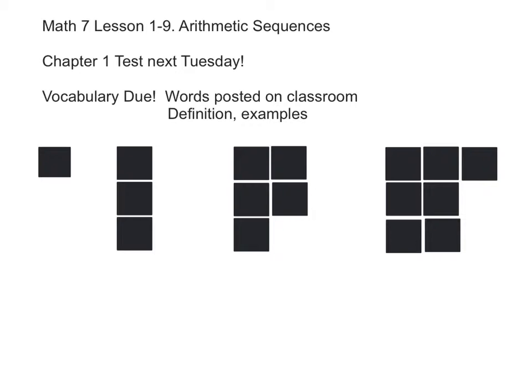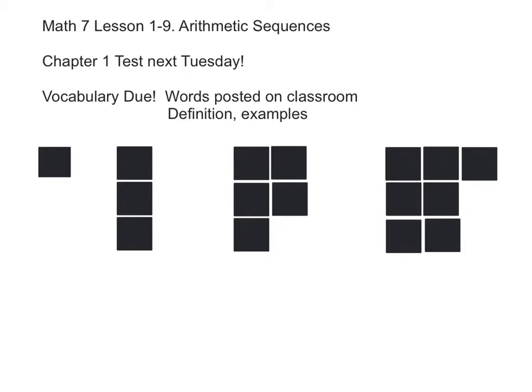A couple of things I want to point out is please remember that you do have a test on Chapter 1 next Tuesday. And it is a pretty big chapter, so if you haven't started practicing problems from the earlier sections, like maybe retaking your quizzes, see if you can still solve those problems, now would be the time to do that.